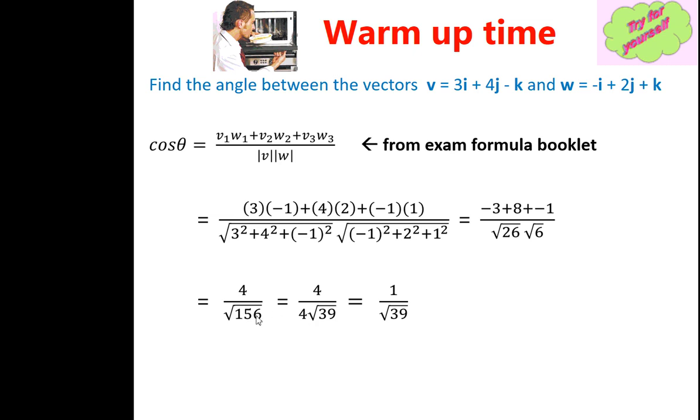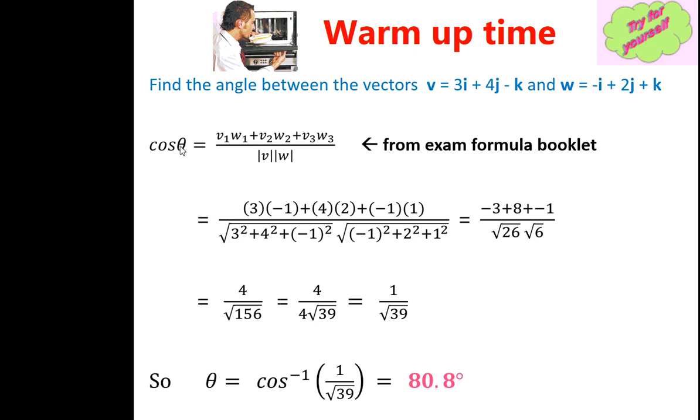Or alternatively, if you realize 16 goes into 156, you can go straight into taking 4 out and dividing this by 16. And then you would get that. And then 4 over 4 simplifies to 1. So you'd get 1 over root 39 for that particular answer.